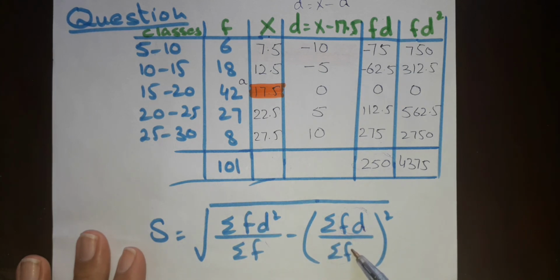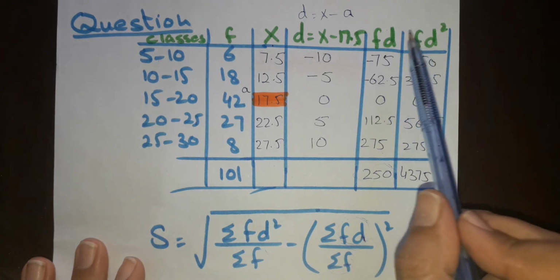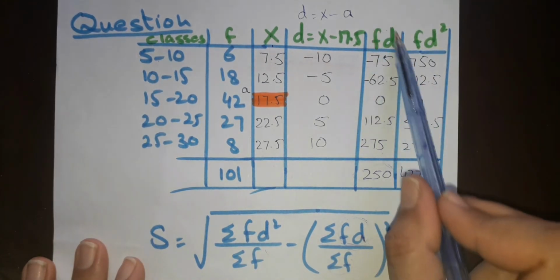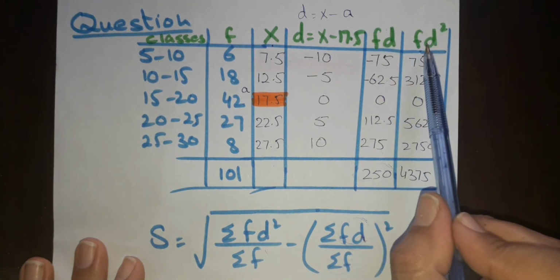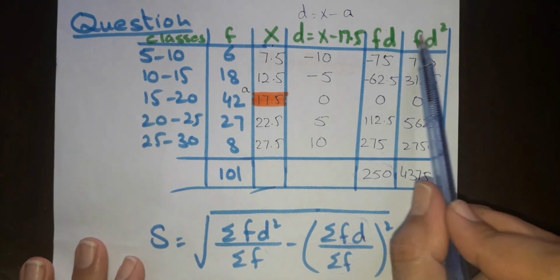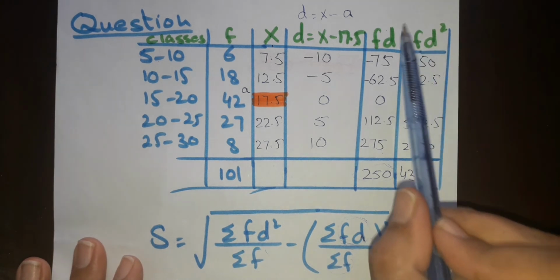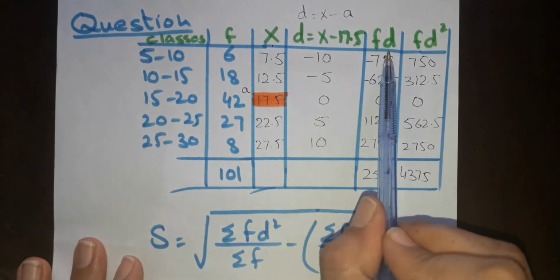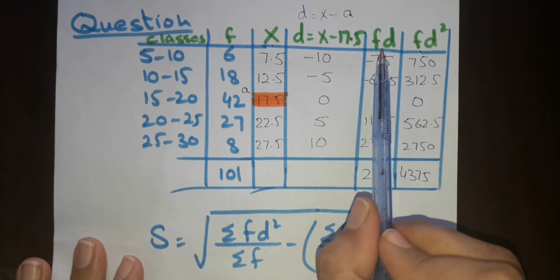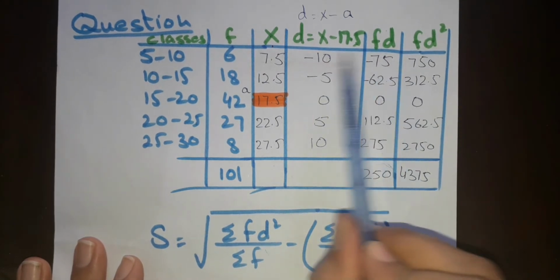I put it here. Now, how can I find this one column, FD square? Can I square this column? No. If I square this column, the result will be F square D square. But we have to find FD square, only D square, not F square. So I can find this by multiplying this column with the D column. In this manner, I get FDD, FD square. So multiply both of these and write here.